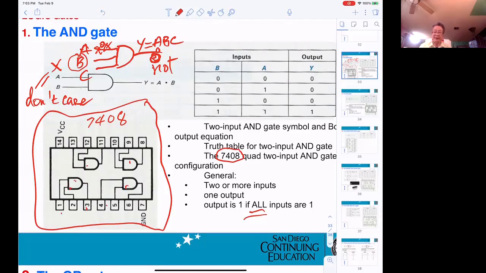Any IC must get power and ground. Without the power and ground, the IC is not working. For this IC, pin 14 must be connected to 5 volts, and pin 7 must be connected to the ground.